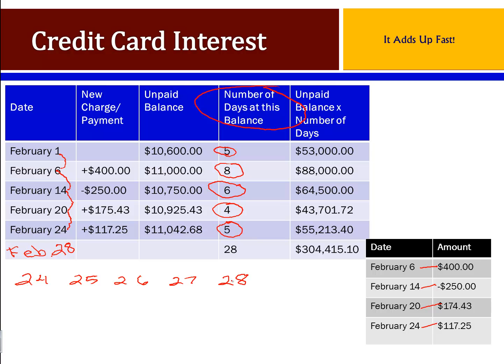And if you have any doubt whatsoever, count it out just like this to make sure that you have the right number of days listed at your number of days at the balance. If you get this column wrong, you're not going to be able to calculate the average daily balance correctly.